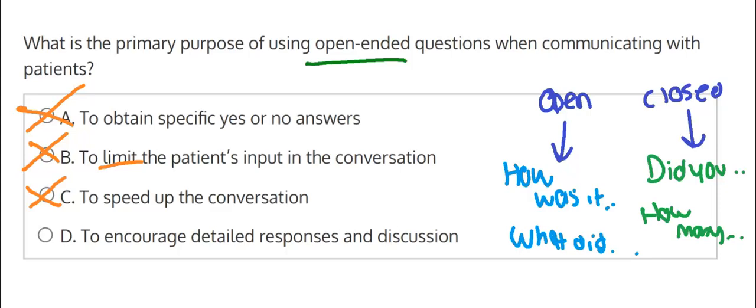And then option D here says to encourage detailed responses and discussions. And that makes sense. We want detailed responses and discussions for an open-ended question so we get more information. We're not limiting the patient to just a quantity, just a yes or no. We're getting a broader answer choice here, which is why option D would be the answer to this question.